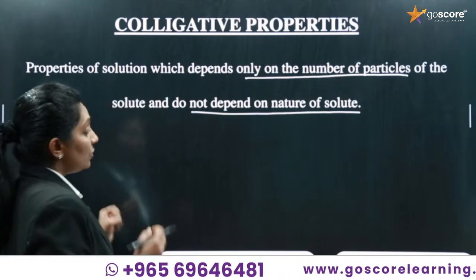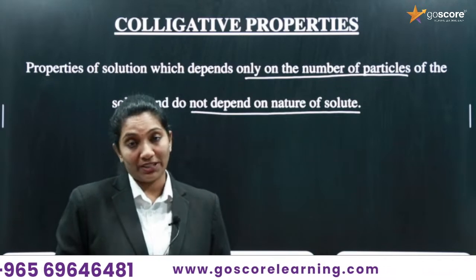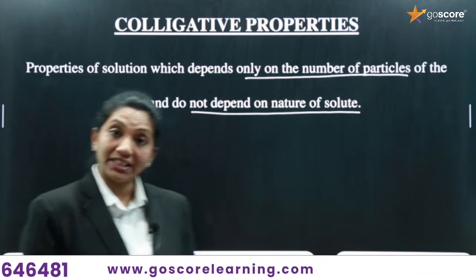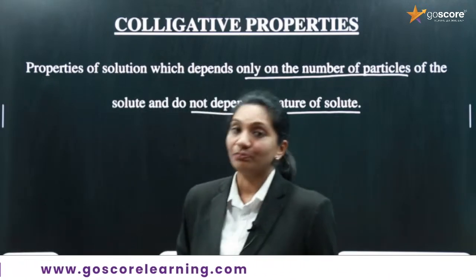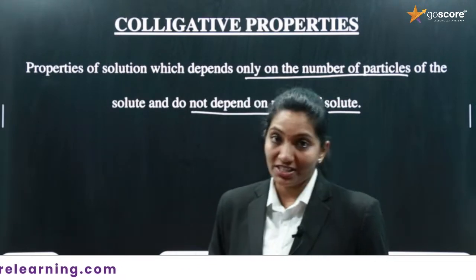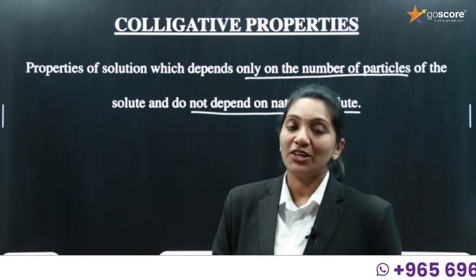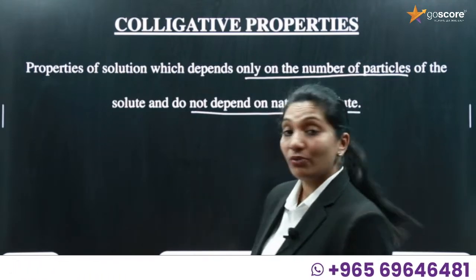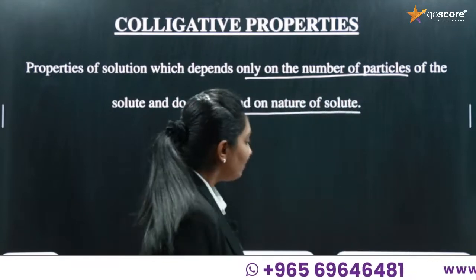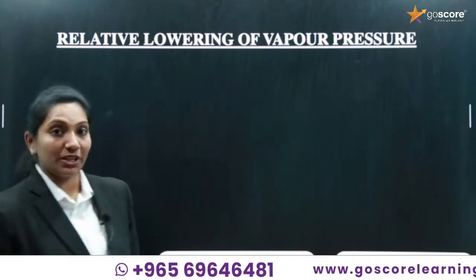In this chapter we want to learn four colligative properties: the relative lowering of vapor pressure, elevation of boiling point, depression in freezing point, and osmotic pressure. We can look at them one by one in detail. The first one is the relative lowering of vapor pressure.